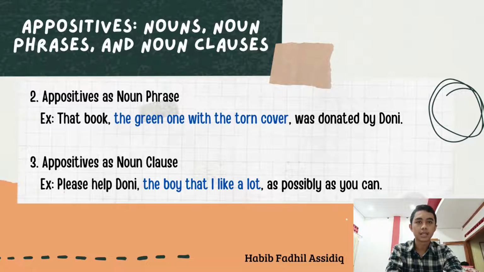Please help Donnie, the boy that I like a lot, as much as you can. In this example, we know the noun clause the boy that I like a lot is the appositive. It's a noun clause because it contains a subject and verb. In this example, the noun clause explains Donnie as the boy that I like a lot.